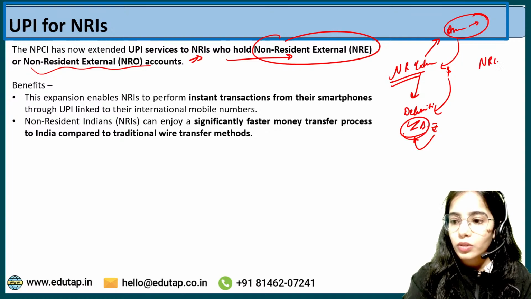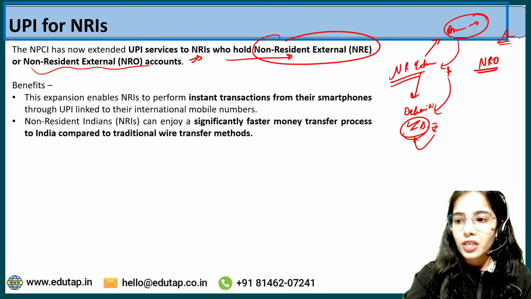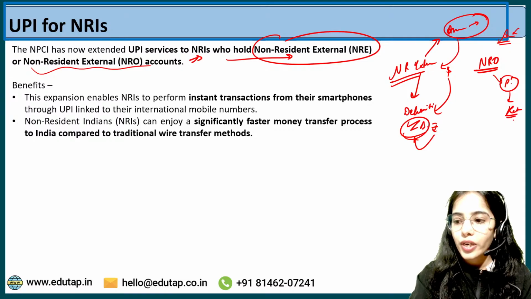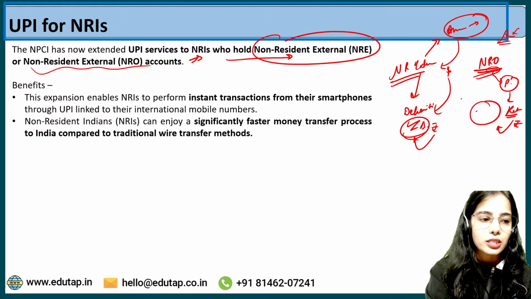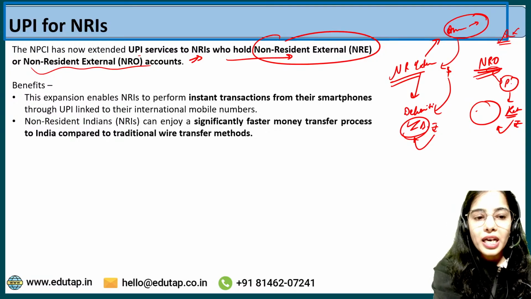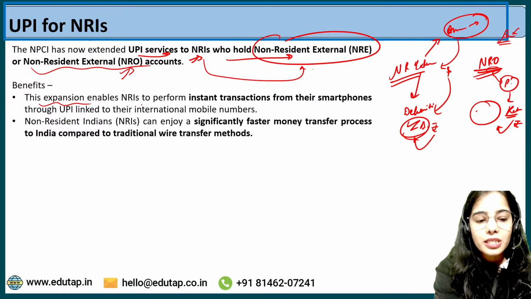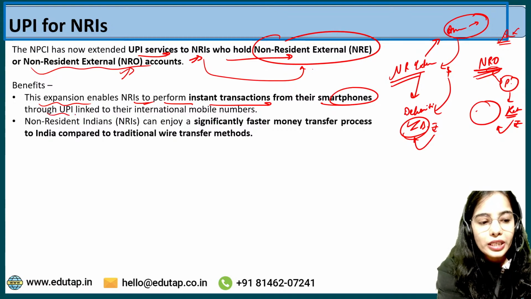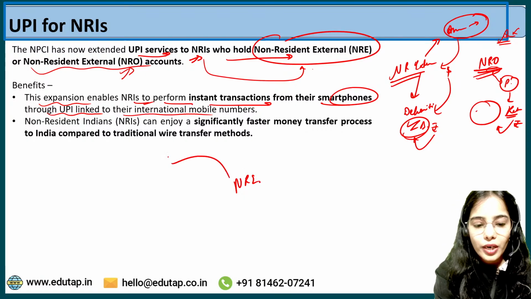Now NRO, the non-resident ordinary account. In this what happens is, let's say you are living in America, you are earning in America, but you have a property in India that you have put on rent. So you are earning rent in India in rupees, so that will be stored in the NRO, the non-resident ordinary account. Okay, so this is the idea. So NPCI has now extended the UPI services so they can be connected to the NRE as well as NRO accounts. This expansion enables NRIs to perform instant transactions from their smartphones through UPI linked to their international mobile number. So basically, let's say you have an NRE account. Now you are living in America.